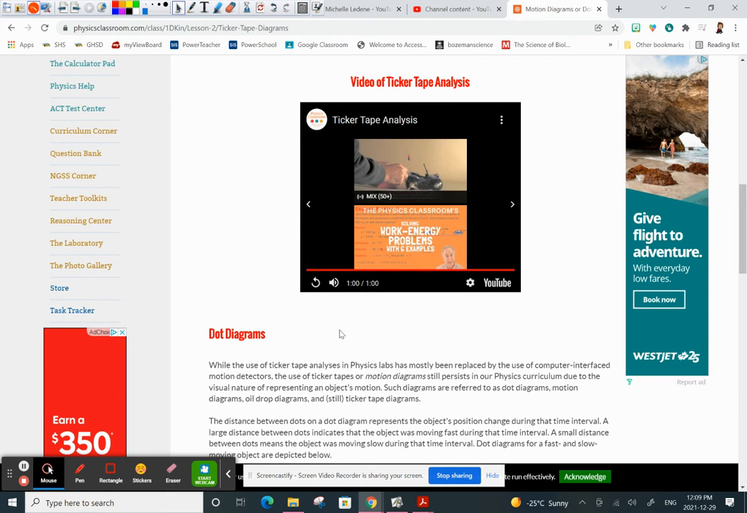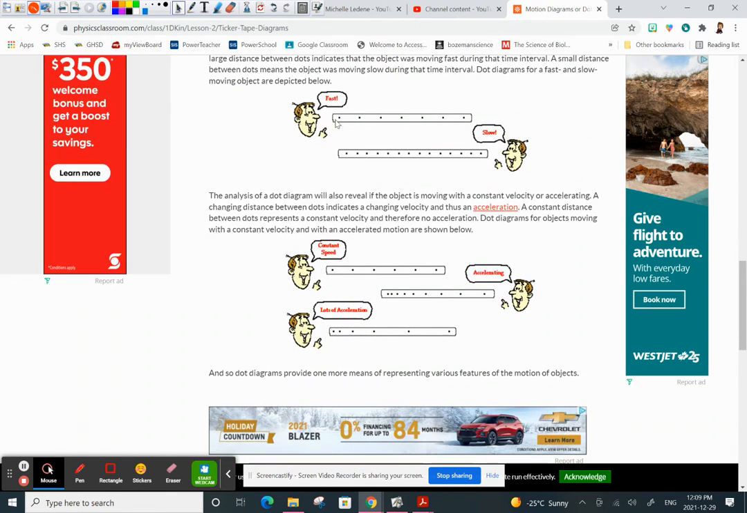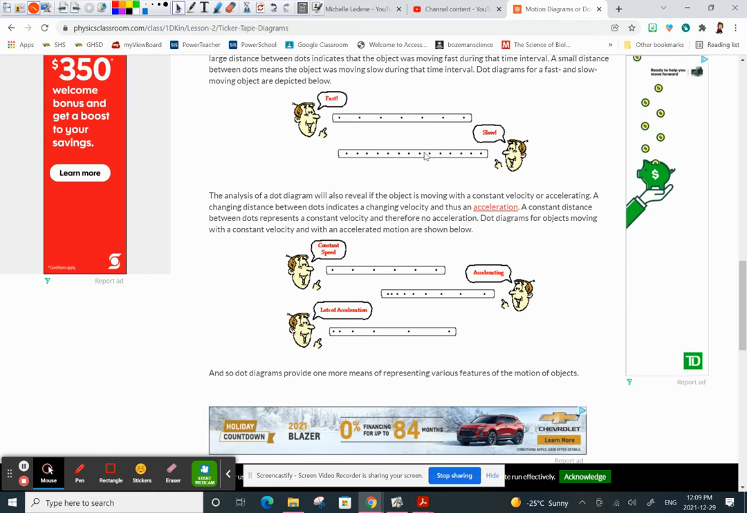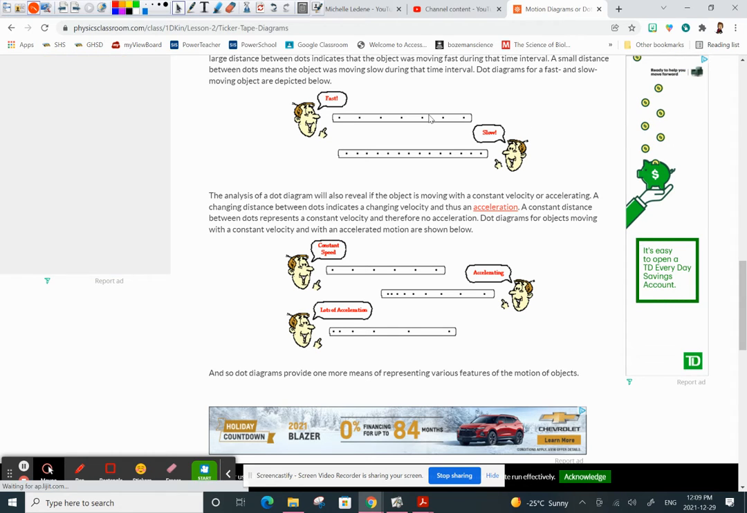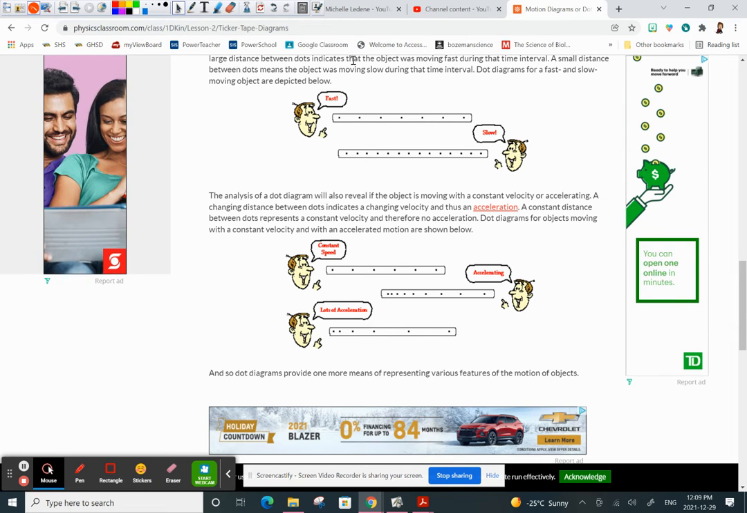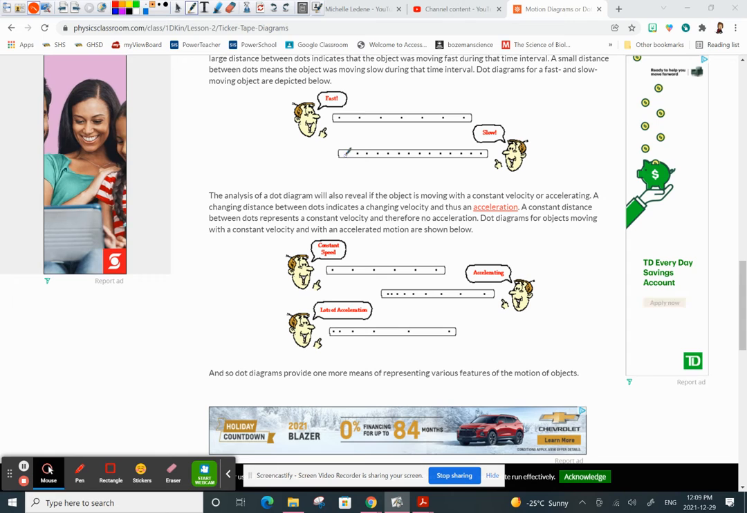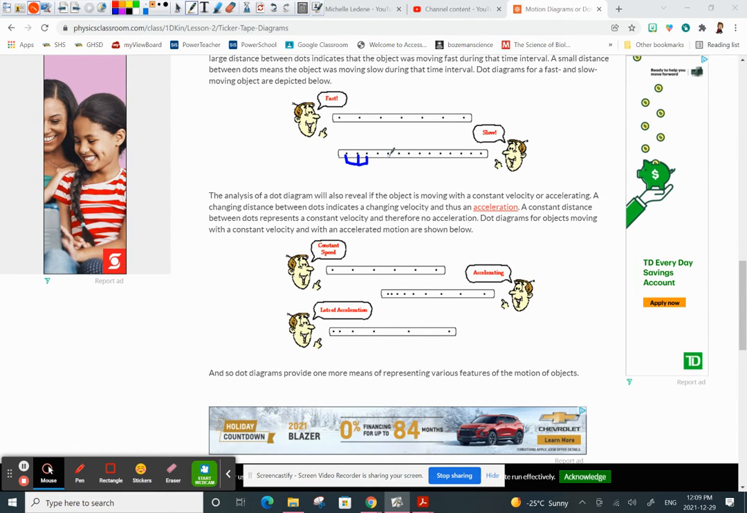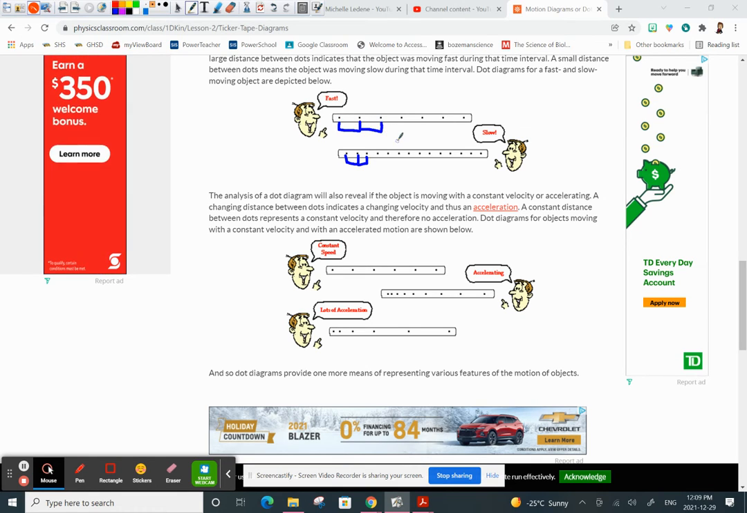So what kind of diagrams do we get? Here's our piece of ticker tape. The dots are indicating how fast an object is going. If the dots are closer together, the object is going in slower motion than if the dots are further apart, right? There's more distance, but it's the same unit time. We can clearly see here that the dots are evenly spaced out, but close together, whereas here the dots are evenly spaced out, but further apart.